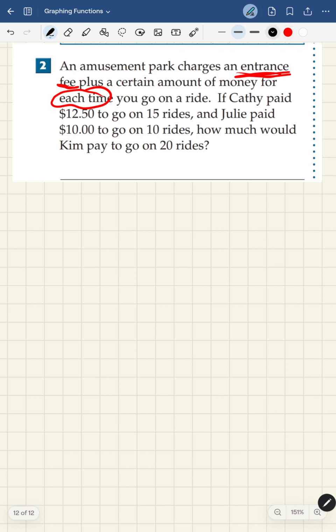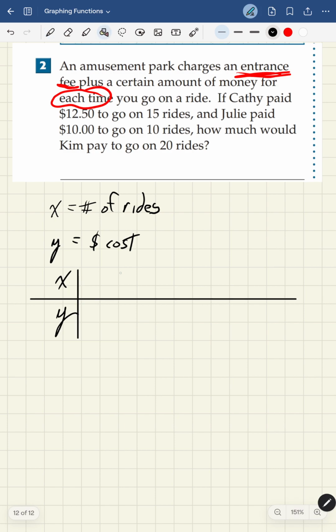So already we know that X is going to be the number of rides at this amusement park. And Y is going to be the cost of all these rides, so dollar cost. So let's make a table of values: number of rides and cost. And let's see if we can figure out what we need to figure out.